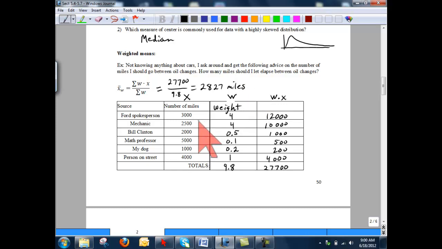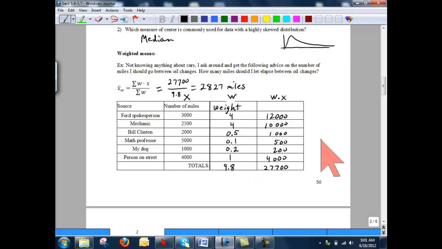Just as a sanity check, that's about what I expected. The people that I was giving the most weight to, the auto manufacturer and the mechanic, had estimates in the 2,500 to 3,000 mile range, and so the weighted mean is probably going to land fairly close to their estimates because I gave them large weight. Whereas the math professor, who's way out there, I didn't give much weight, and so he's not able to contribute very much to the answer.